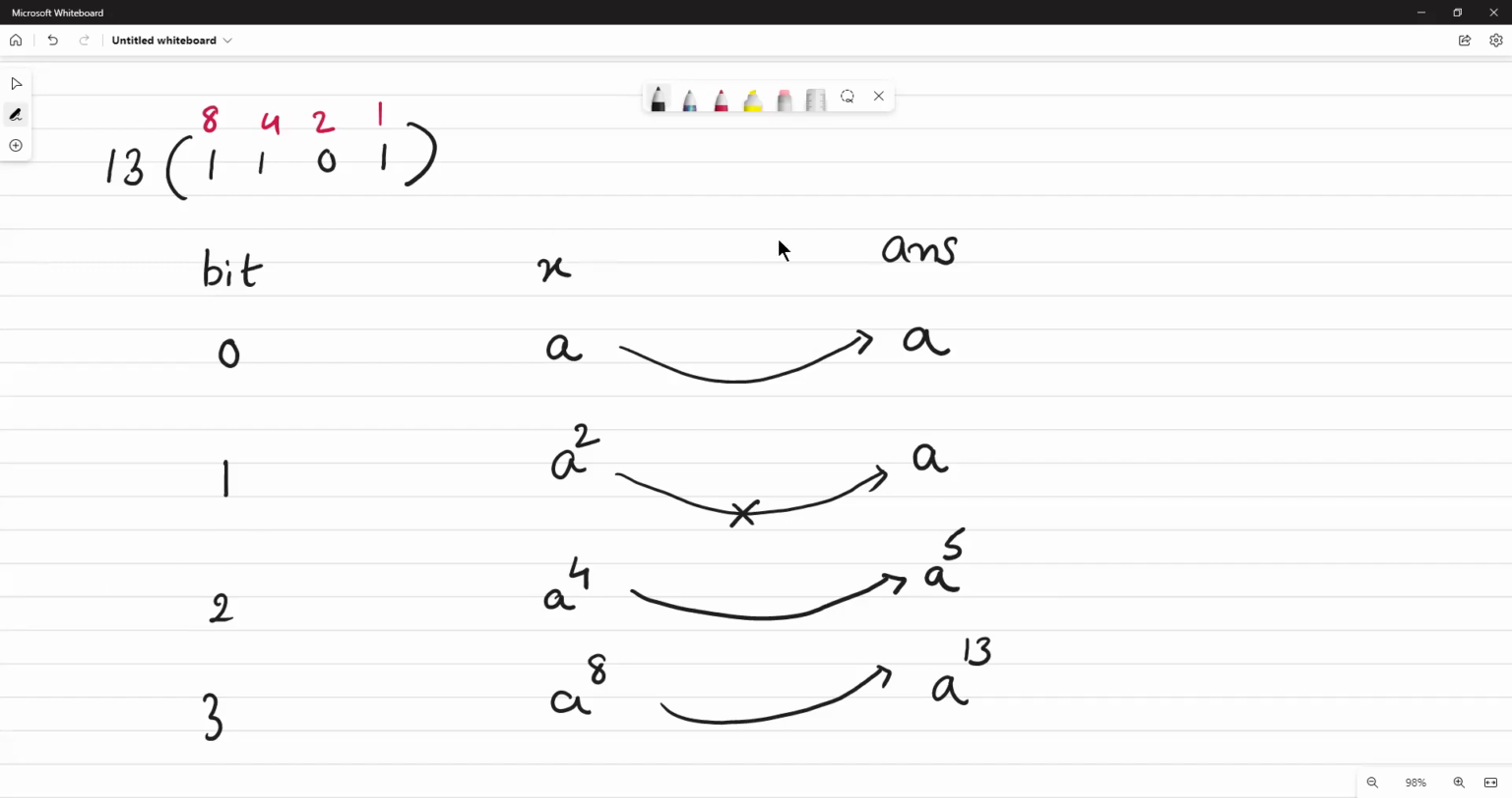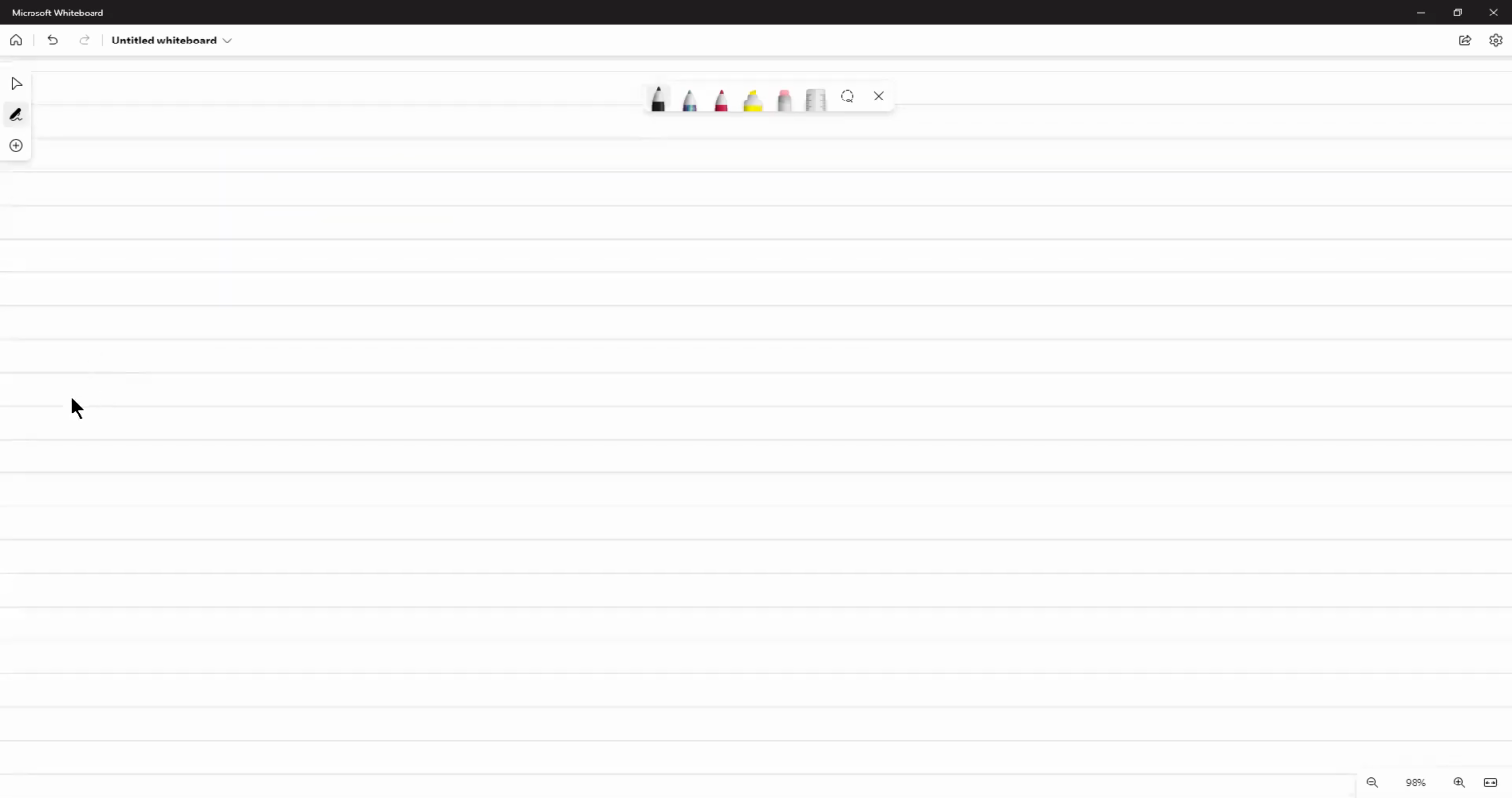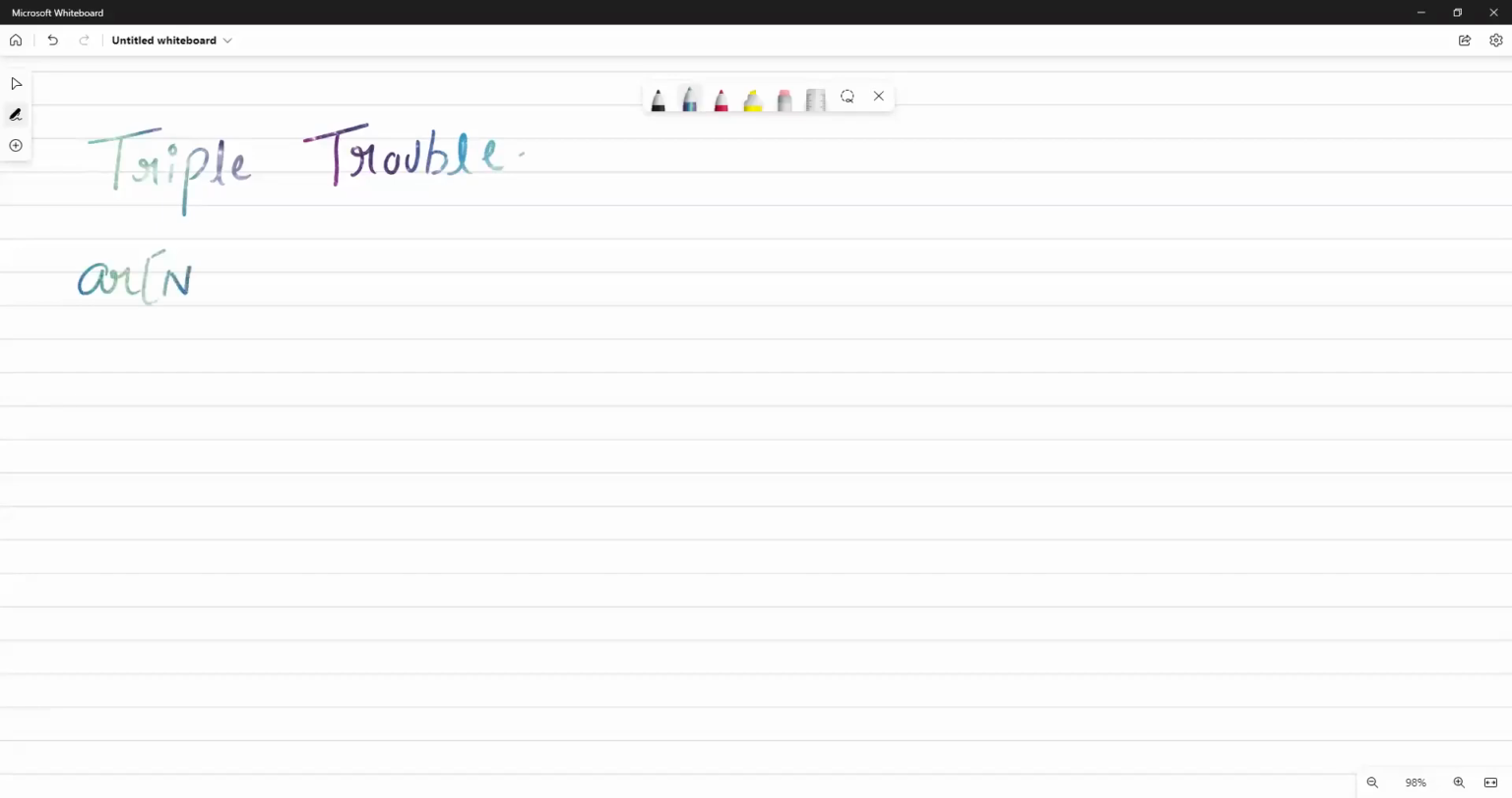So the next question is triple trouble. In this, you have been given an array of n numbers. The numbers are basically repeated 3 times, except one number.